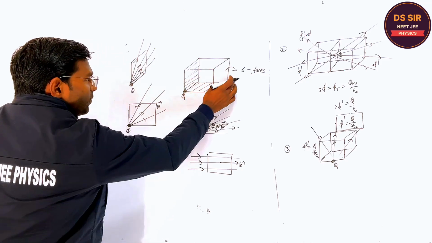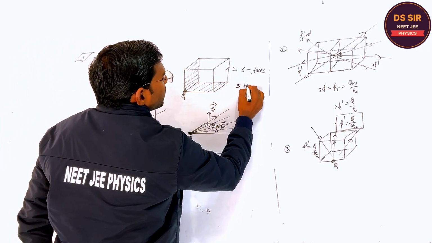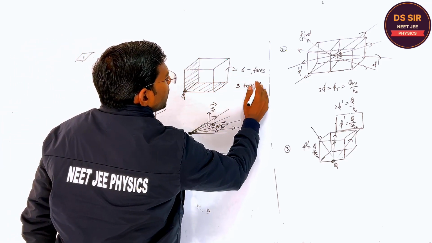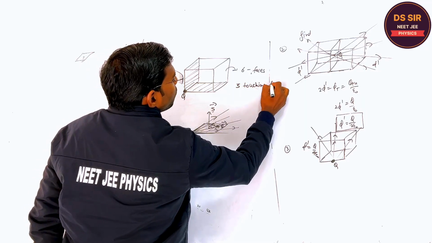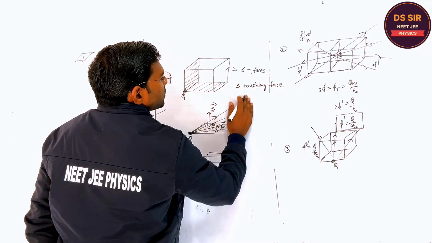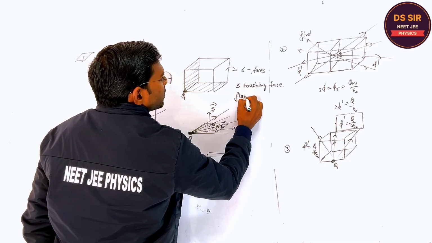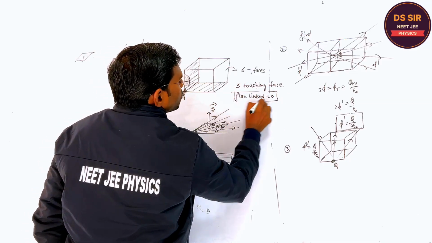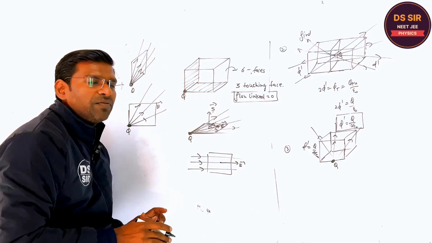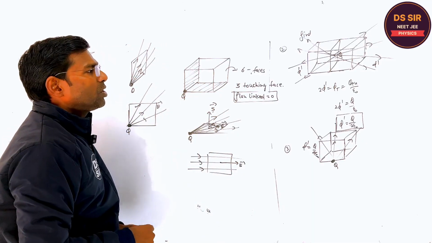So out of the 6 faces, 3 are touching faces. And what is the electric flux linked? What will you say? 0. So the flux linked with the 3 touching faces is 0. Are you getting or not?